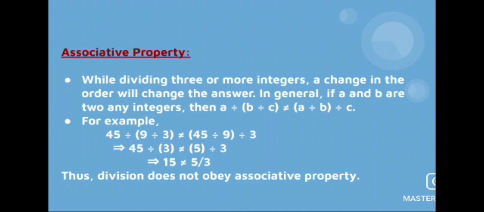Now let us check the other side. 45 by 9, that is 5. 5 divided by 3, we get the answer 5 by 3. So 15 is not equal to 5 by 3. One number is an integer, another one is a fraction number. So these two are not equal. Thus division does not obey the associative property.